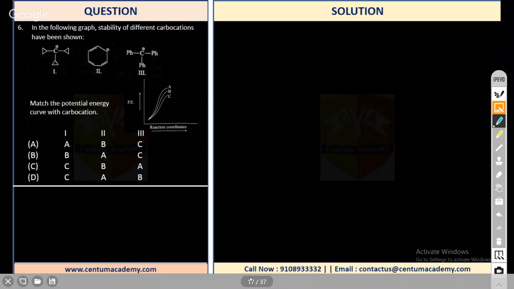Okay, all of you are getting C. Why is it C? Why is the first one the most stable? See, the simple thing is that the most stable carbocation will have the least potential energy, right? So graph C belongs to the most stable one and graph A belongs to the least stable one.